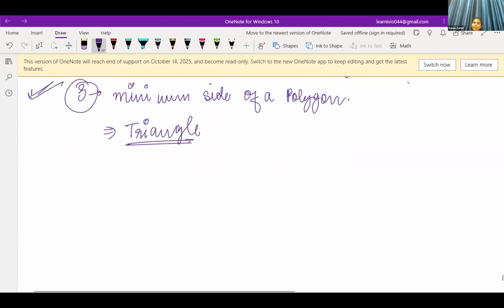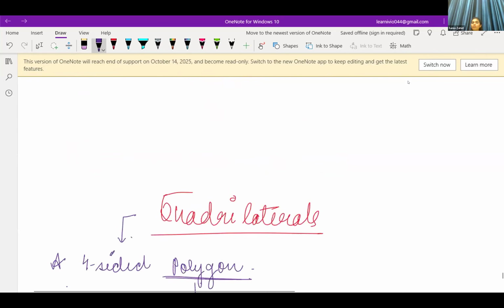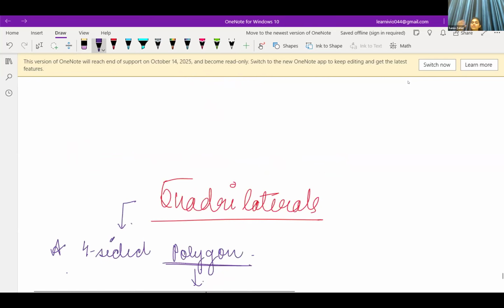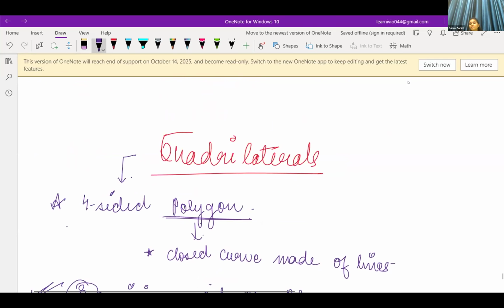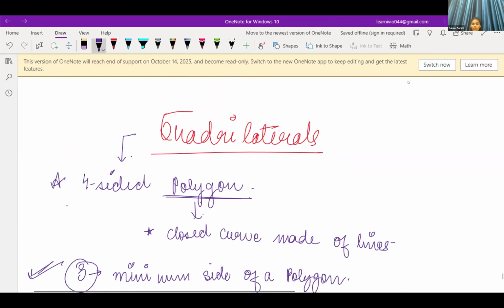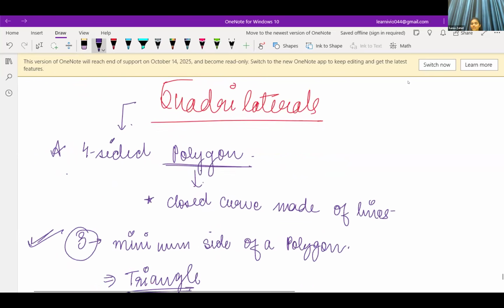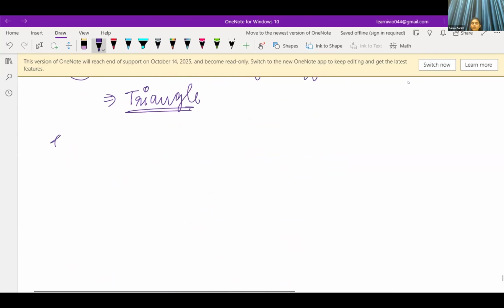Similarly, a polygon of 4 sides is called a quadrilateral. A polygon of 5 sides is called a pentagon. Then hexagon, heptagon, and octagon, and so on. So basically, in this chapter, we are studying polygons that have 4 sides. All of them are called quadrilaterals. So can you give me any example of quadrilaterals?